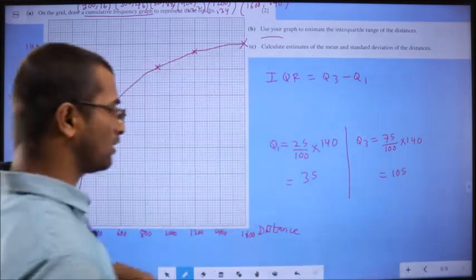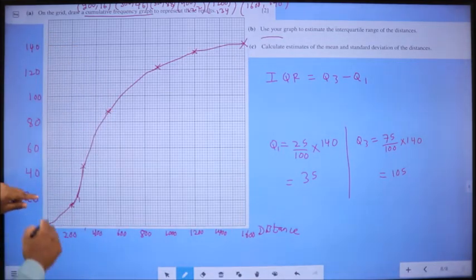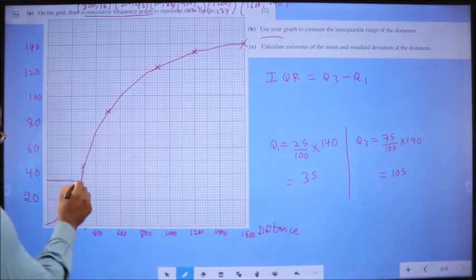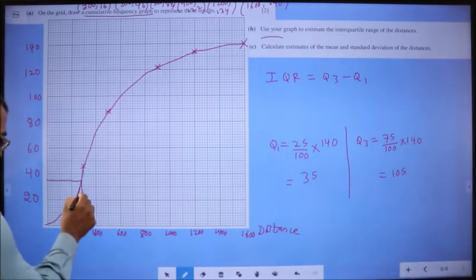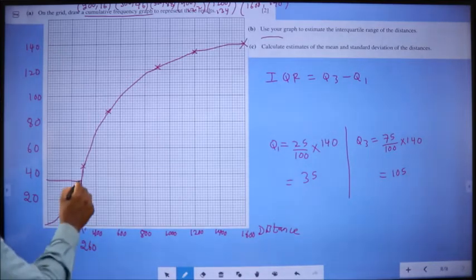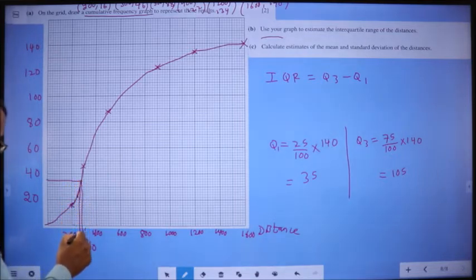So at 35, draw a line. So this is 20, 30, 32, 34, 35. It will be coming somewhere around over here. We should get this around 260. Each line is 20, 40, 60, 80. But we should get over here. 260 is Q1.